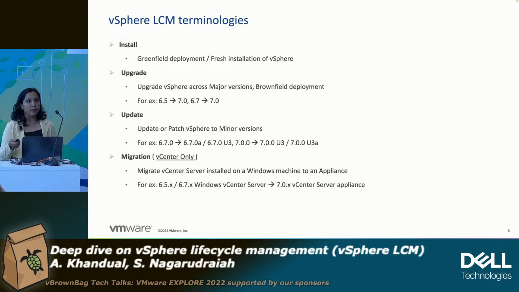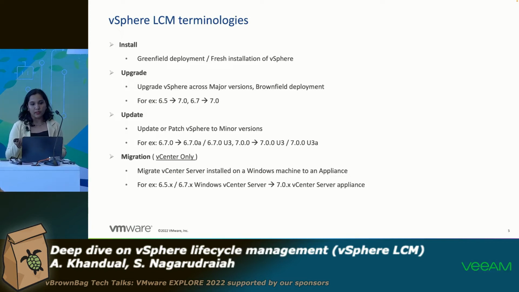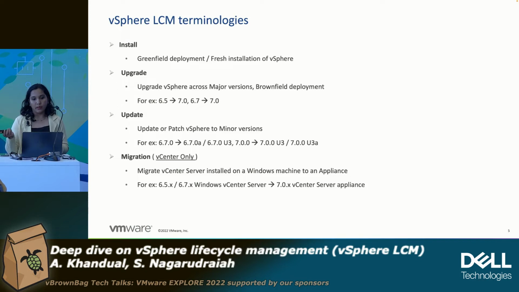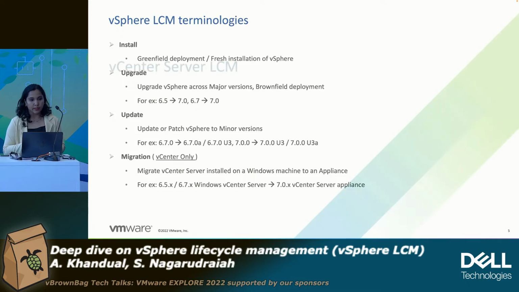So these three are specific to both ESXi and VC, but one particular LCM terminology which is specific to vCenter Server is migration, wherein VMware allowed installation of vCenter Server on Windows machines, initially on the 6.5 and 6.7 lines, but we have deprecated that with the 7.0 release line. So if you want to migrate from 6.5 and 6.7 Windows-deployed vCenter Servers to the appliance-based 7.0x vCenter Server, then you have to basically do a migration here.